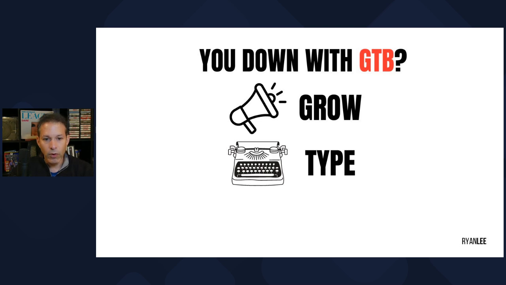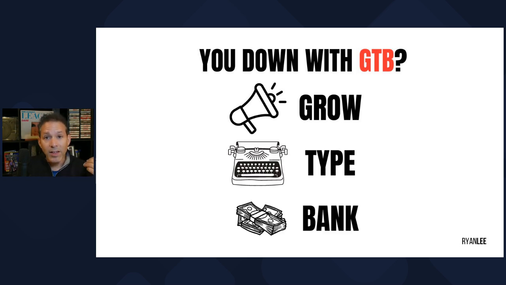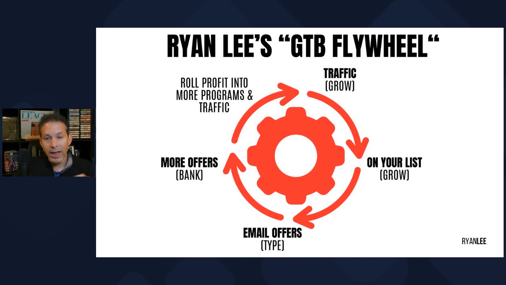That's the first third. The second third is type, which is you're writing your email, your communication, and how you're going to make a majority of your sales. And then the third letter is B, is the bank, is the monetization. And all of this is about how to create income, how to turn the traffic onto your list into income. And it's all part of this flywheel, the GTB flywheel.